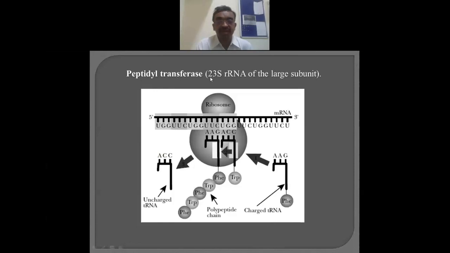Actually, what is the peptidyl transferase? Peptidyl transferase is the 23S rRNA of the large subunit. Within the large subunit, a 23S RNA is there, and this is nothing but the peptidyl transferase. We give it the name just like an enzyme, but this is not a protein molecule, it is RNA. And this peptidyl transferase is responsible for synthesizing, connecting, or forming the peptide bond.